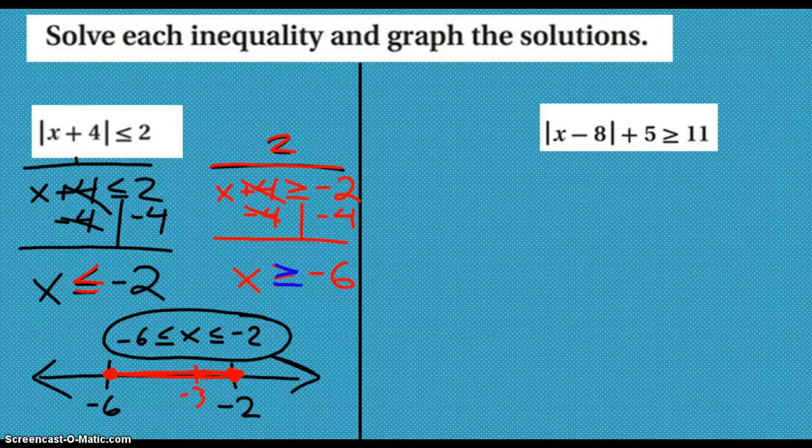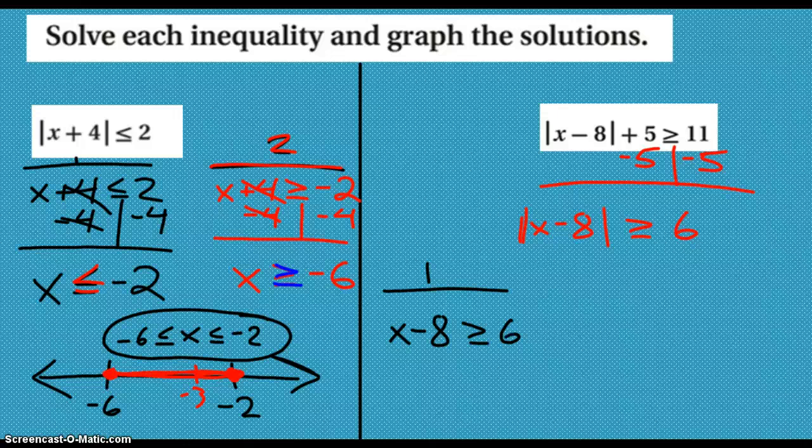I'm not going to go through the whole thing on the second one here, but I'll show you how to set it up. Before you get into your case 1 and case 2, you want to make sure that the absolute value is all by itself. So I would subtract 5 right away. And now I can get into my case 1. Case 1 would be x minus 8, keep everything the same. And then my case 2, x minus 8, flip my sign, and make that negative, and I would go ahead and solve those two, okay? We'll talk more about this tomorrow, but a lot of this is all about the setup, okay? We'll go from there.